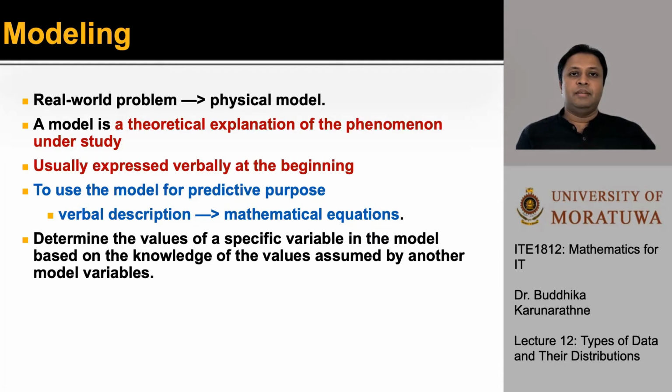To do this, initially we have a verbal description of the model, but we need to convert that into a set of mathematical equations, a mathematical model. This will help us determine the values of a specific variable in the model based on the knowledge of values assumed by other model variables. So this is what we try to do with future prediction, and modeling will help us in doing that.